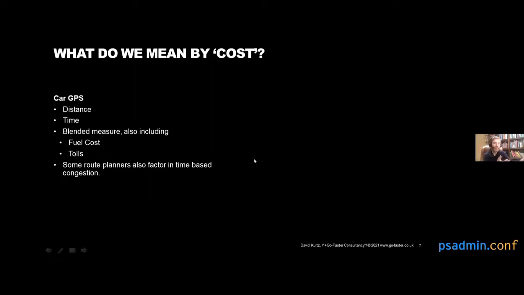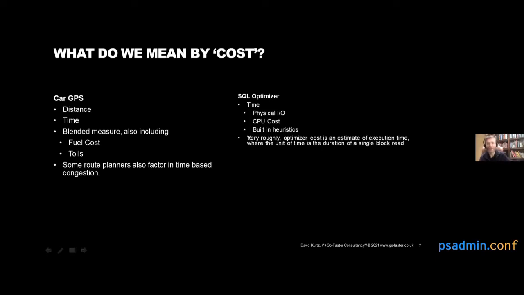In your car, you cost a journey perhaps by distance or time, or you might use a blended measure. You might factor in fuel cost. If you've got tolls, you might factor in the cost of the tolls. Some route planning software factors in congestion: I'm passing through this area which gets congested at this time of day. And so you have this blended measure of cost. And again, the optimizer is no different.